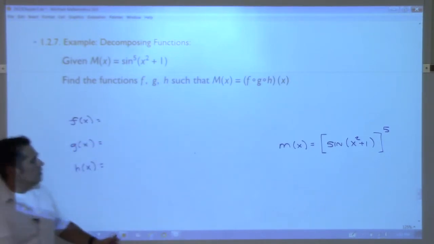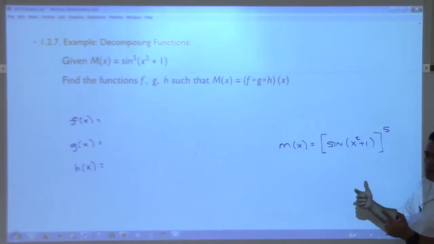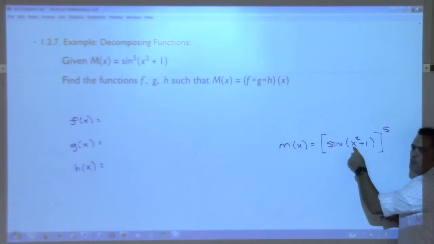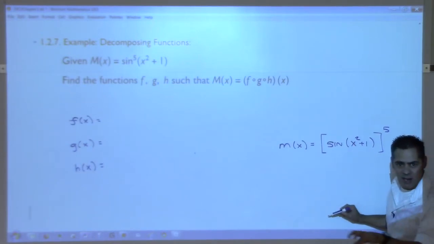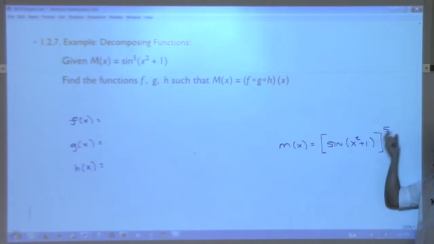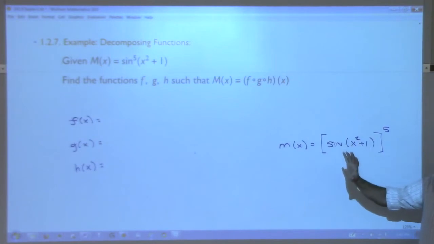All right? So in terms of order of operations, if I asked you to plug in a number, let's say you plug in 2, you would square the 2 first, get 4. You would add 1, get 5. You would then take sine of that, get your calculator out, sine of 5, and after you do that, you would then raise it to the fifth power. That would be the order in which you do things. Y'all agree? Yeah. Okay, good.